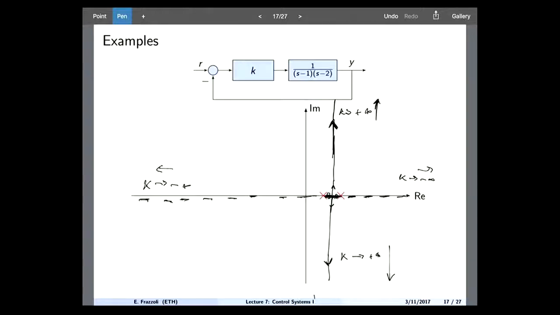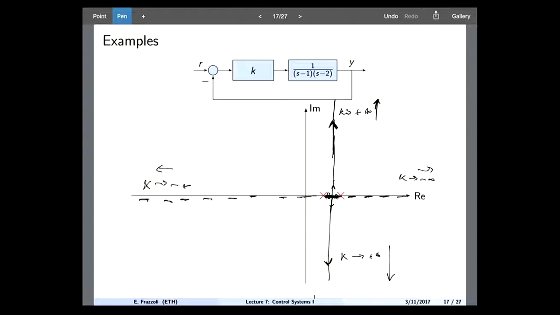In particular, what you see from this plot is that if you have this system, can we actually stabilize it by a feedback gain? Is there a point on this root locus where both the poles are actually on the left half plane?